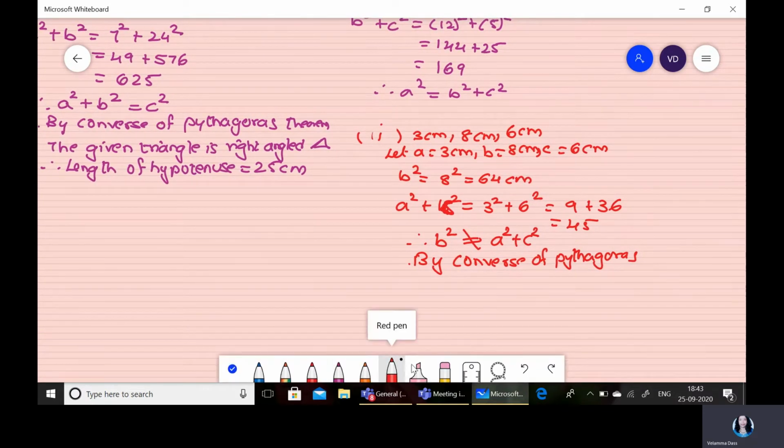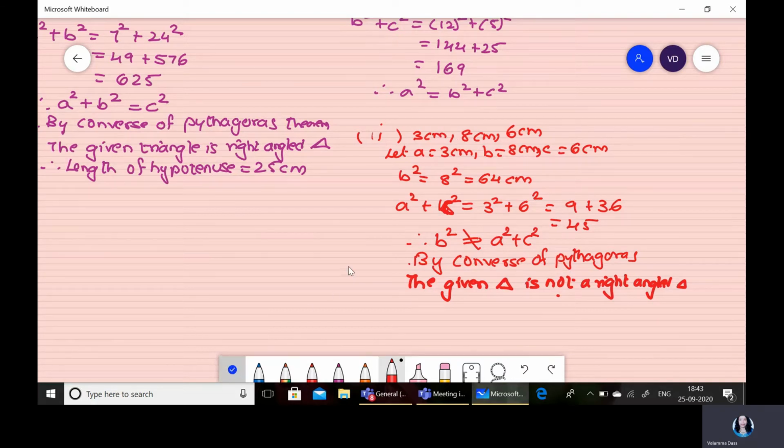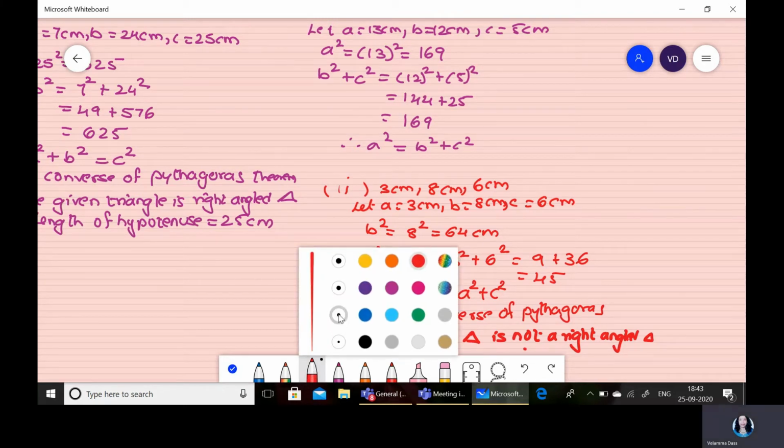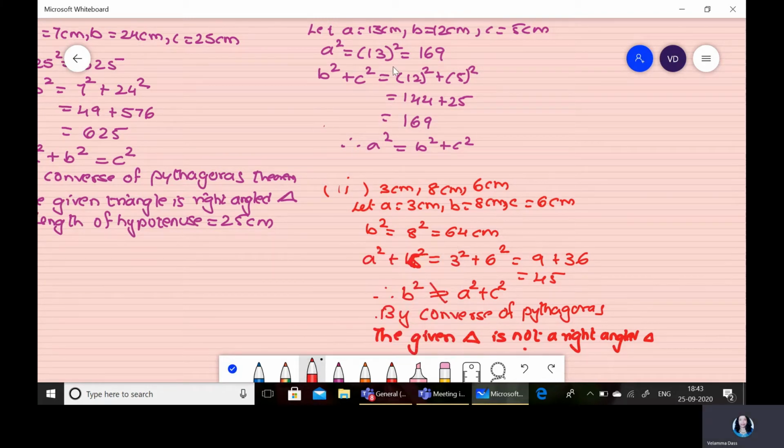So here we conclude, therefore, the given triangle is not a right angled triangle. So if it is not a right angle triangle, then there is no question of hypotenuse. Okay, actually we forgot here the hypotenuse to be written. So here we understand the length of the hypotenuse is the longest side. So here we will take the longest side as, it is given as 13. Therefore hypotenuse equals 13 centimeter.